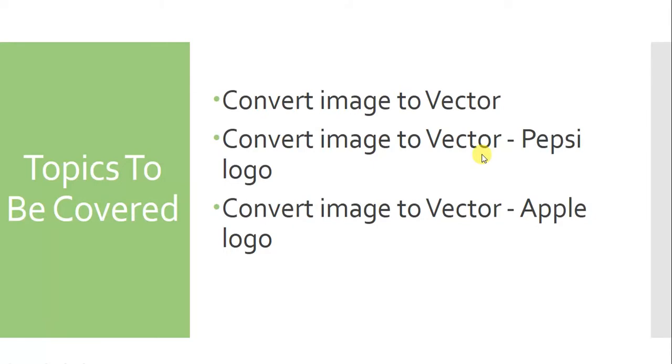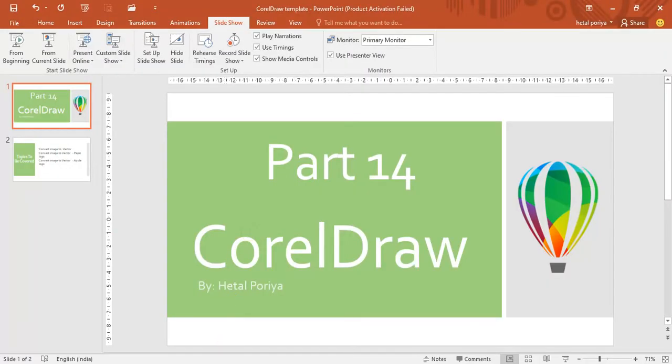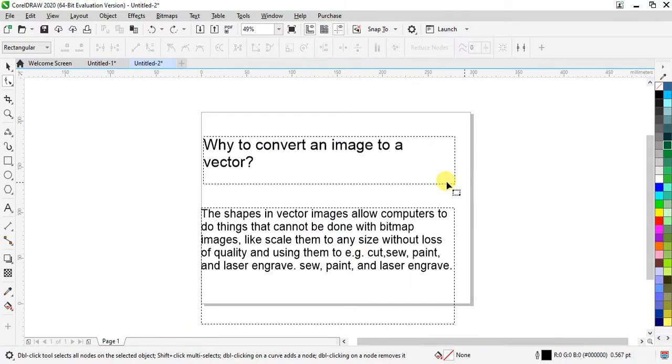So, let us begin. First of all, starting with the vector images, first we need to understand why there is a need to convert it to vector images. For example, we have a graphic like a raster image. Why can't we work with the graphics, and why is there a need to convert it to vector? For that purpose, let us understand what the need is.